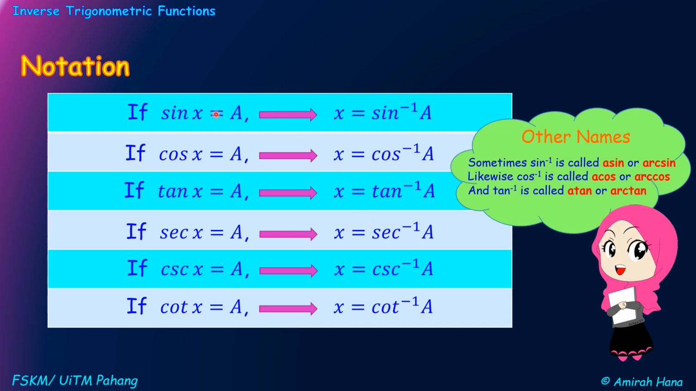Now let's look at other names for the inverse trigonometric functions. Sometimes inverse sine is called asine or arc sine. Likewise, inverse cos is called acos or arc cos. And inverse tangent is called atangent or arc tangent. This does not equal trig to the power of -1, but this means inverse trig. Got it?